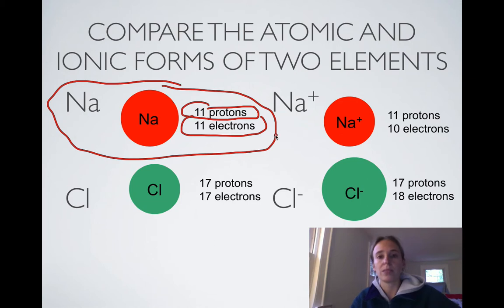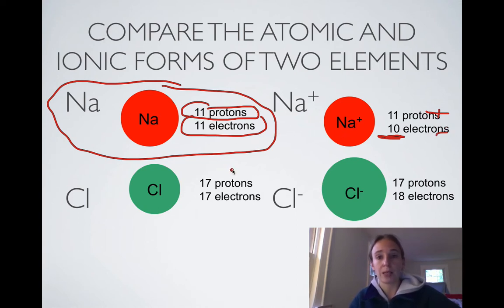But when sodium becomes an ion, it loses one of those electrons and becomes sodium plus 1. So we've gone from 11 to 10 electrons, and since we've got one more positive charge than we have negative charges, it has an overall charge of plus 1.